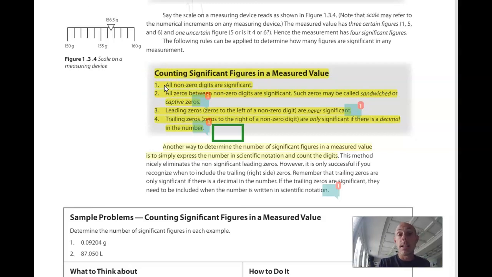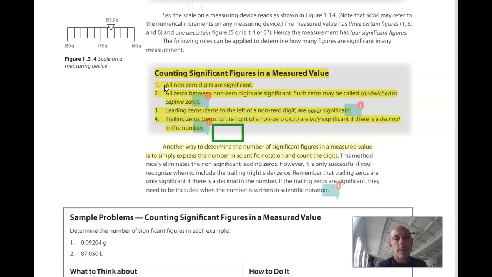Any number that's not a 0 is a significant figure. That could make sense, or maybe should. If there's a number that's not a 0, it had to have come from a device. And if it comes from a device, it's significant. And that's really the rule of thumb here: if these digits are coming from the device, they're significant. All non-zero digits are significant. 1 through 9, always significant.